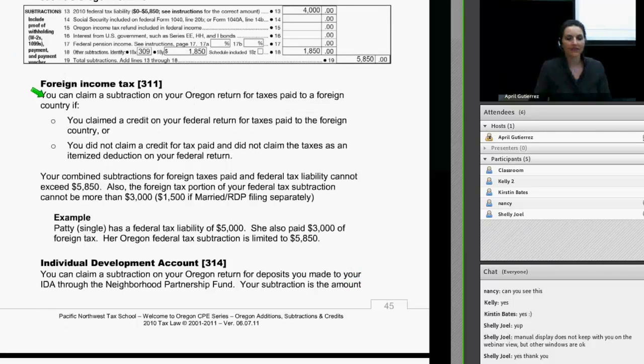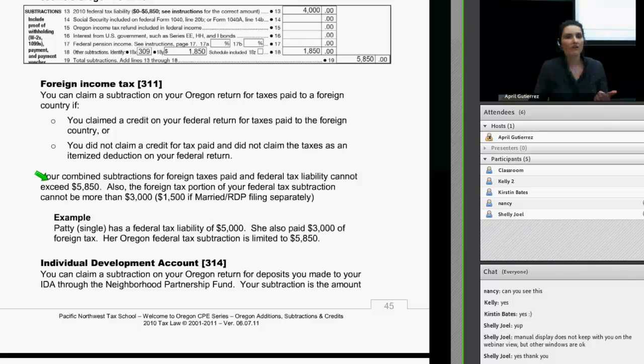Foreign income tax, code 311. You can claim a subtraction on your Oregon return for taxes paid to a foreign country if you claimed a credit on your federal return for taxes paid to the foreign country, or even if you did not claim a credit for tax paid and also did not claim the taxes as an itemized deduction on your federal return. Remember, with the foreign tax credit, you have a choice on the federal return of claiming a credit or of claiming a deduction on Schedule A for taxes paid. You can't, of course, do both. And Oregon is saying, we don't care what you do, just don't do both to us either.